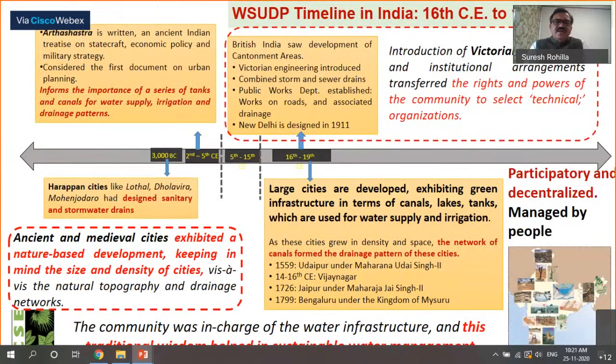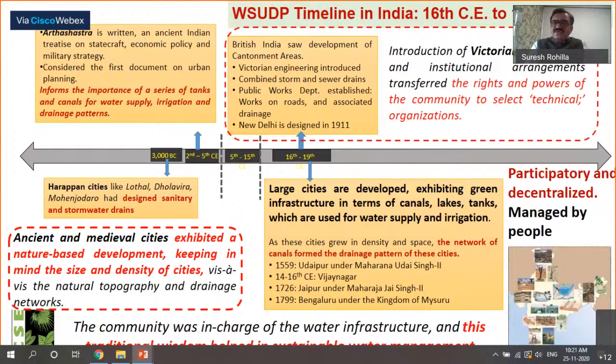India had a historical understanding, through the Arthashastra and Harappan cities; we all had designed our cities, and we had stormwater drains. The ancient and medieval cities exhibited nature-based development, keeping in mind the size and density of the cities.